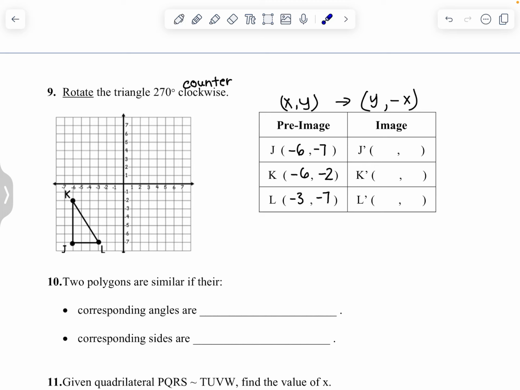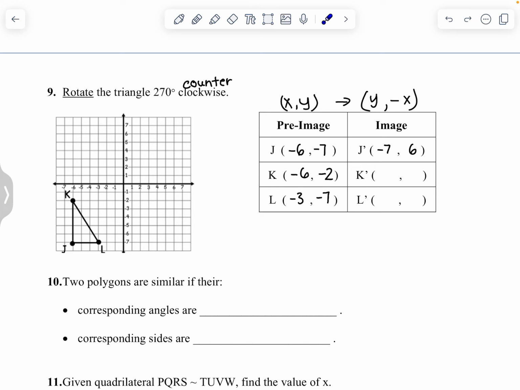And so let's trade places. -7, -6. But as we trade places, let's change the sign here. So instead of -6, this is going to be a +6. Or you could write +6 if you'd like, but I'm just going to remove the negative.